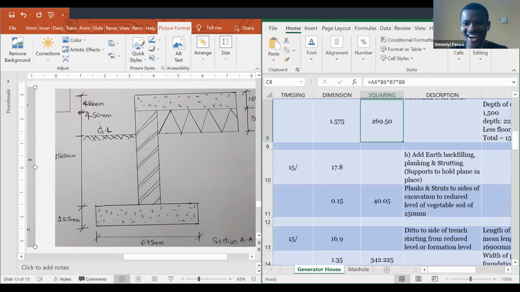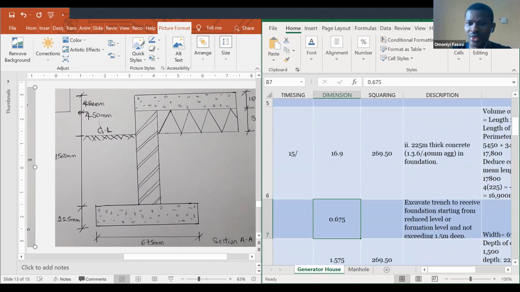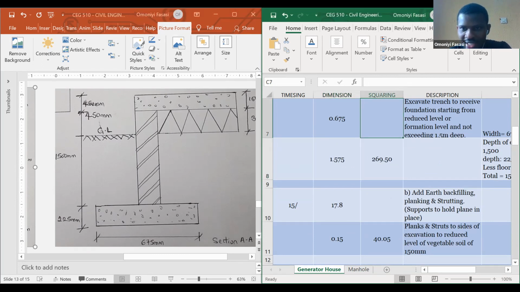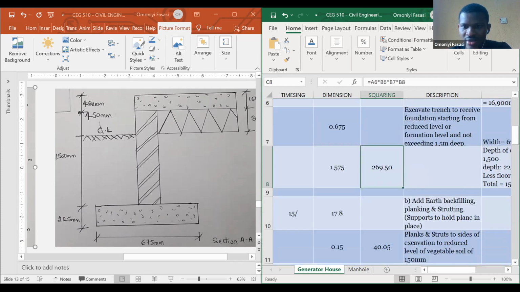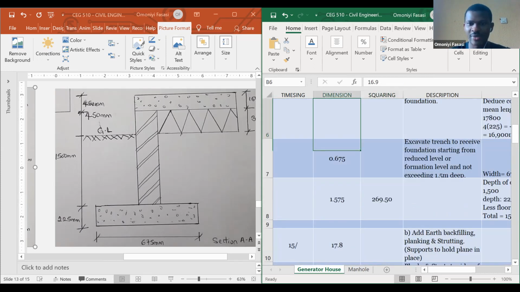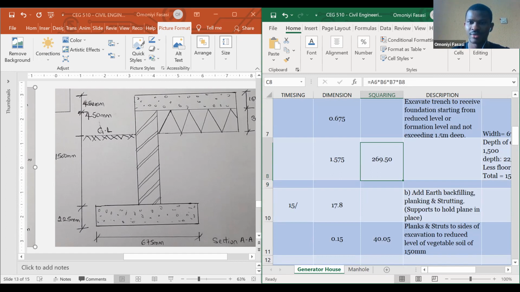So now the first thing is that you do your normal multiplication, you bring your length from here. The first length is 16.9, the second one width 0.675, and the third one 1.575, right? So you do your normal multiplication. It's the same answer. I don't know why I did it twice, but you see, this is now the multiplication of 1.575 times 0.675 times 16.9 times 15. Yeah, so that's that. So we move to the next one.